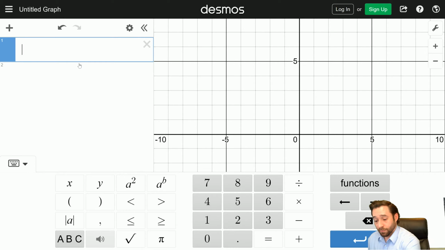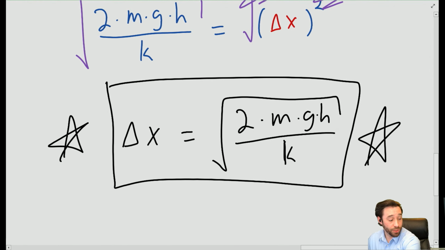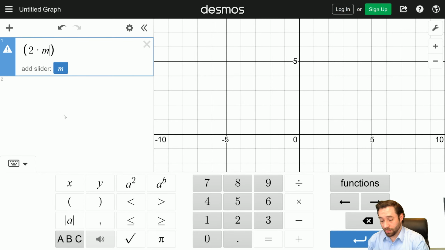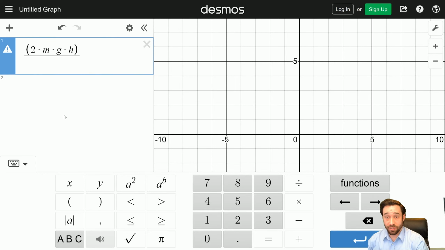So, this is the equation. I have 2 times the mass times gravity times height over my spring constant. So what I'm going to do is open parentheses, close parentheses, and this is going to contain everything that's in my numerator. So I'm going to have 2 times mass times gravity times height. Then I'm going to hit the right arrow to go behind that parentheses, hit divide, and then I'm going to put a lowercase k.